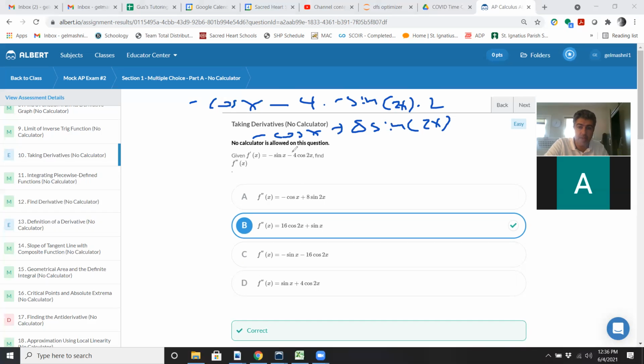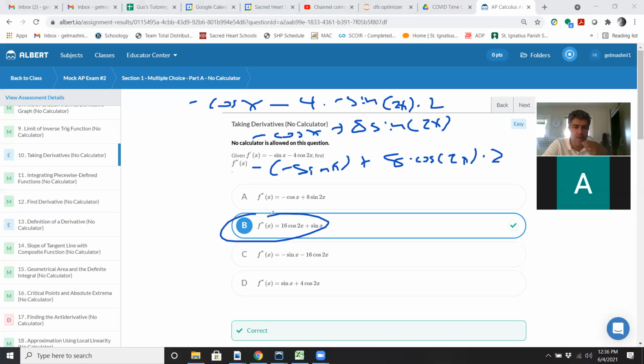Now you have to do it again. The derivative of cosine is negative sine, so it becomes negative sine x plus 8 times cosine 2x, but then times another 2 as part of the chain rule. And that's why we get B as our answer. So hopefully that one seems pretty straightforward.